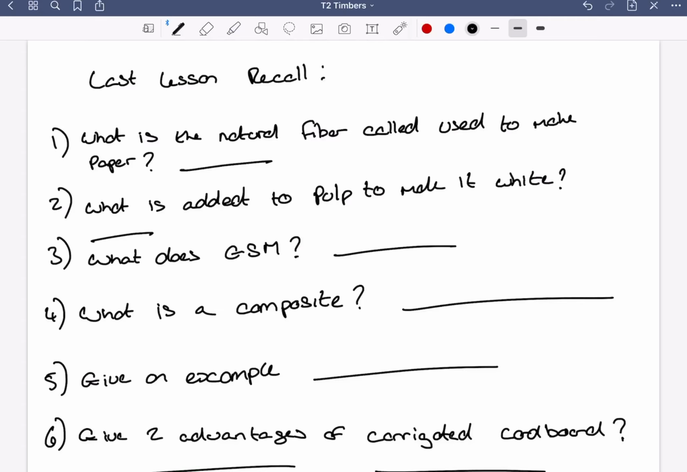So 6 questions. What's the natural fibre called used to make paper? What is added to pulp to make it white? What does GSM stand for? What is a composite? Give an example of what a composite is. And then question 6, give 2 advantages of corrugated cardboard. So maybe pause the video for a few moments while you answer those questions.